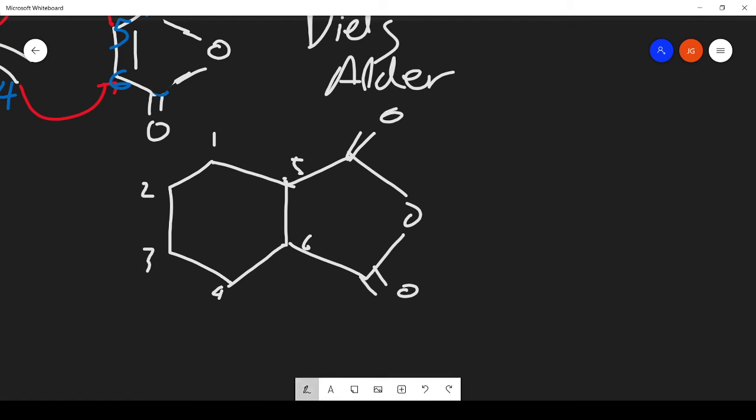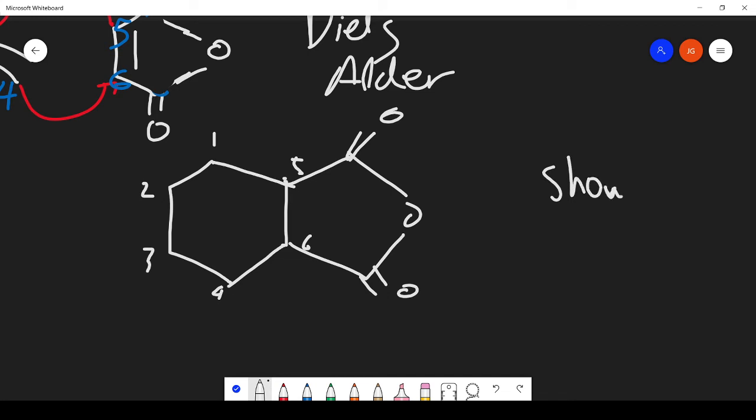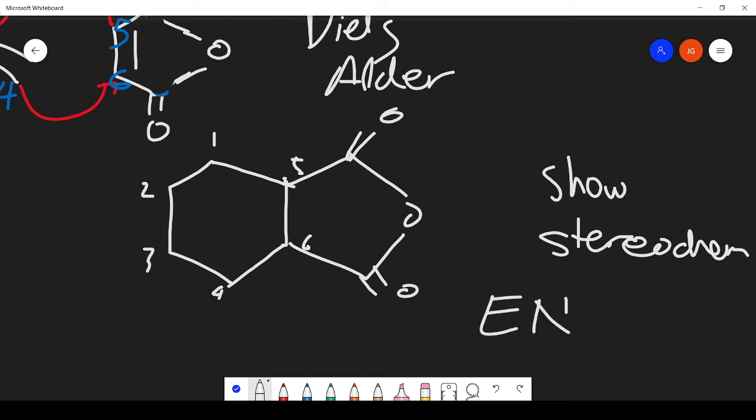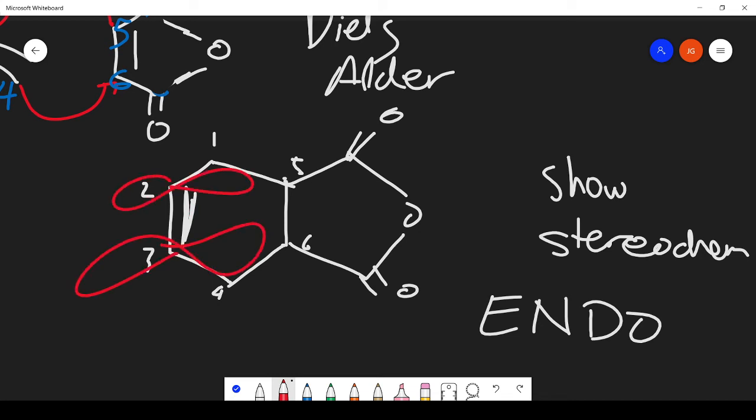So this is pretty straightforward. Now, what if your test gives you a little bit of a monkey wrench and says, show the stereochemistry? Well, as we saw in the previous one, if you want to go back and see it, it was number 8, the Diels-Alder will favor the endo product. Why? Again, because of the overlap that you want to form with your p orbital.